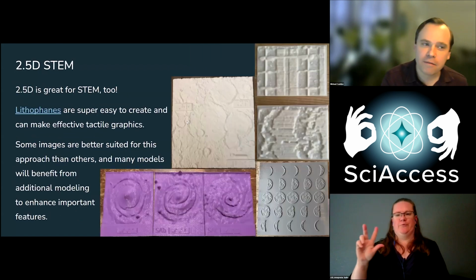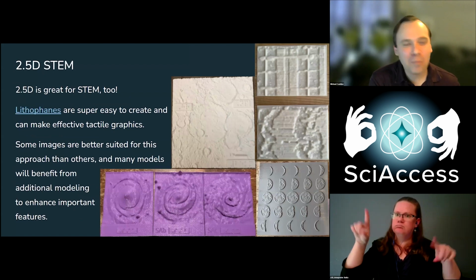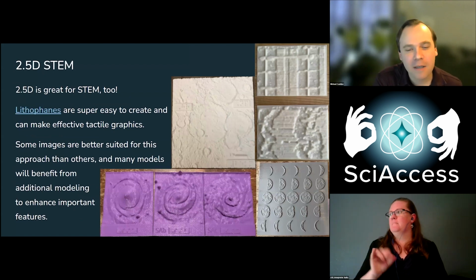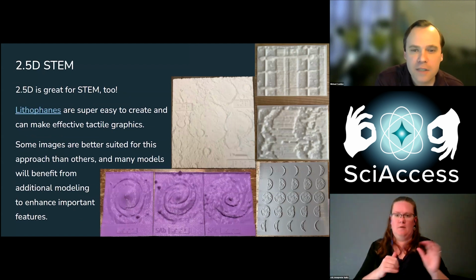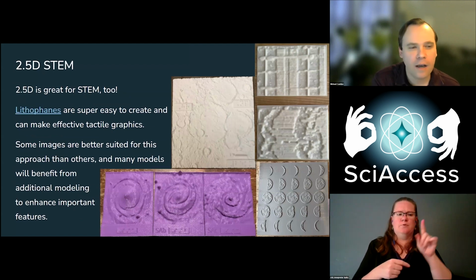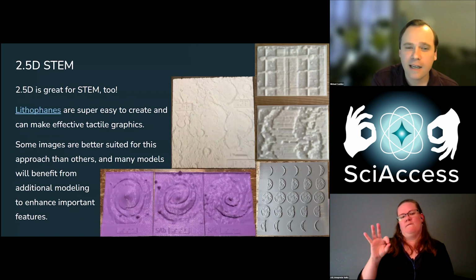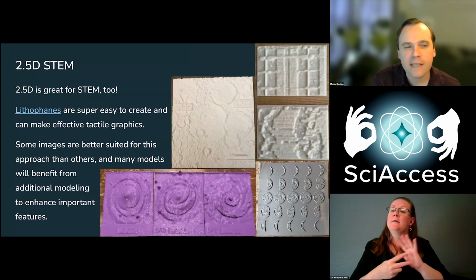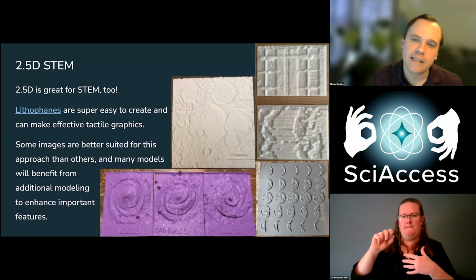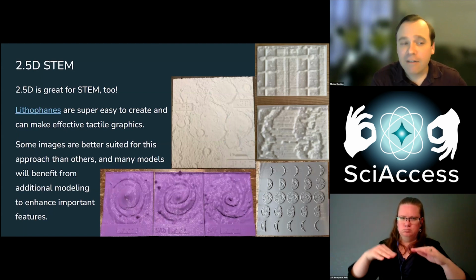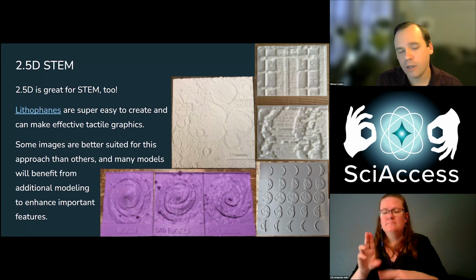Finally, 2.5D does work great for STEM as well. But some approaches, some images are going to work better for this approach than others. I have some examples here that are all done with basically lithophanes. So this is a technique that will do a grayscale height map of an image and produce these nice tactile models. So not everything is going to work with this approach, but some images do work really well.